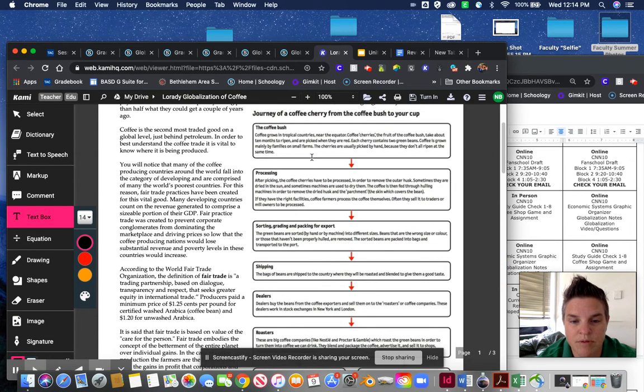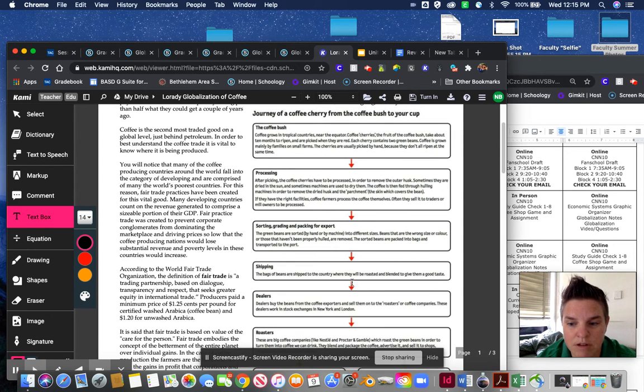So, for example, coffee grows in tropical countries near the equator. Coffee cherries, the fruit of the coffee bush, take about 10 months to ripen and are picked when they are red. So, that right there tells me that the coffee bush is a plant. It grows in the ground and it is farmed. So, a primary sector job related to the coffee industry is the coffee bean farmer. And that's what you would write down.